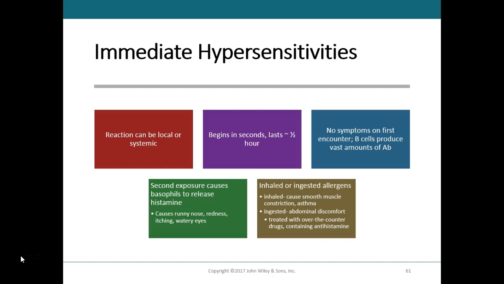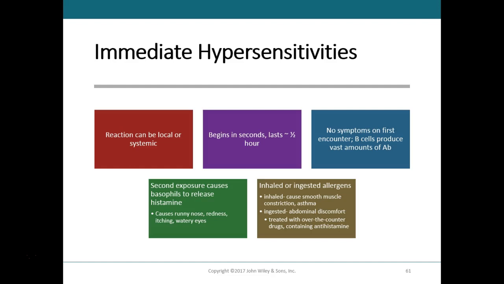You may not have any encounters on the first time that you are exposed to this particular allergen, but in the subsequent responses, the B cells have already produced vast amounts of antibodies, so you have a widespread response very quickly. That second exposure is also going to cause basophils to release histamine. Remember, histamine is a very powerful vasodilator, so it's going to cause runny nose and redness in tissues and itching and watery eyes. A lot of the allergens that cause these immediate hypersensitivities are inhaled.